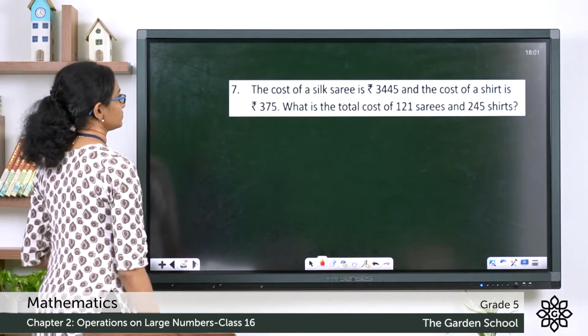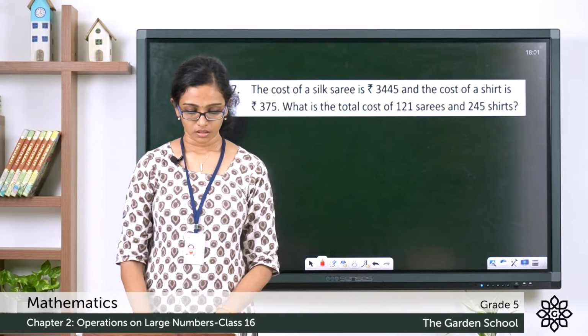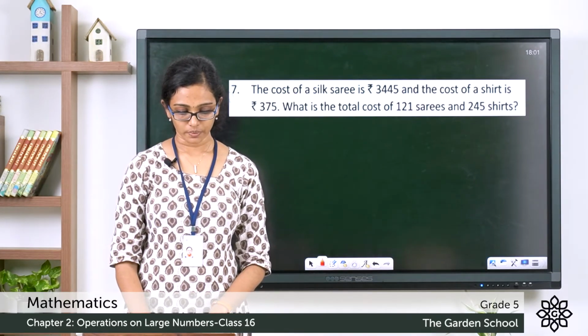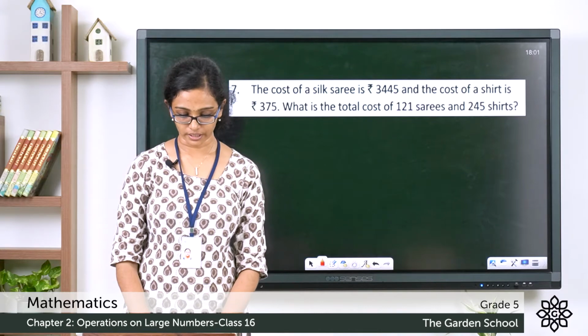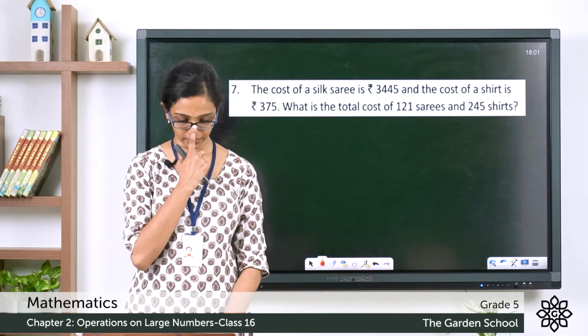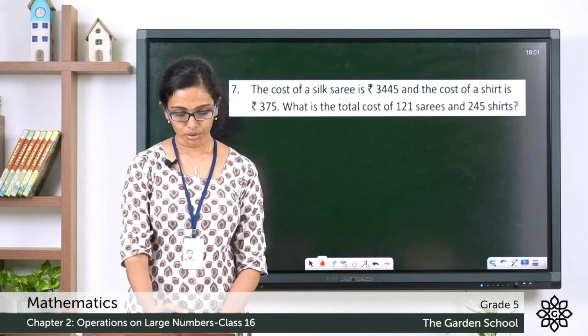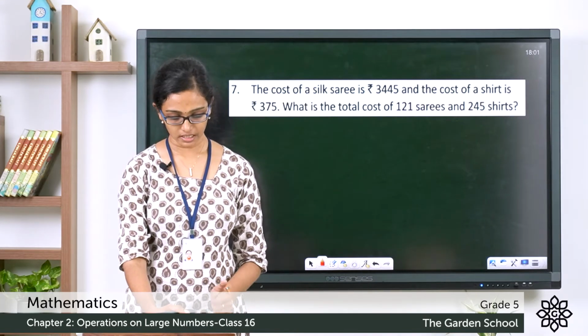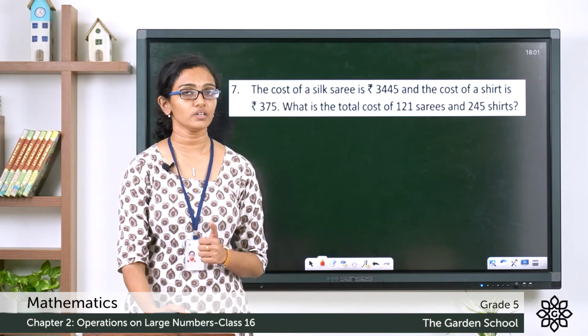Now, the cost of a silk saree is rupees 3,445 and the cost of a shirt is rupees 375. What is the total cost of 121 sarees and 245 shirts?